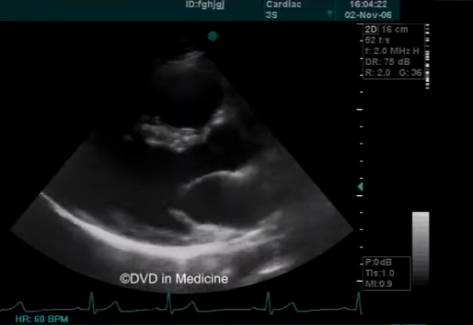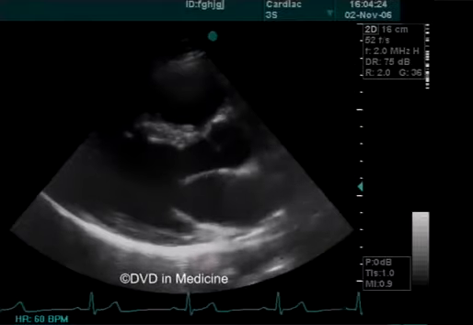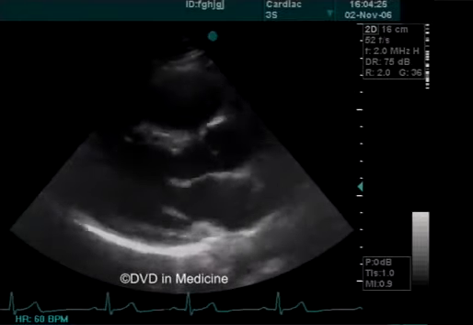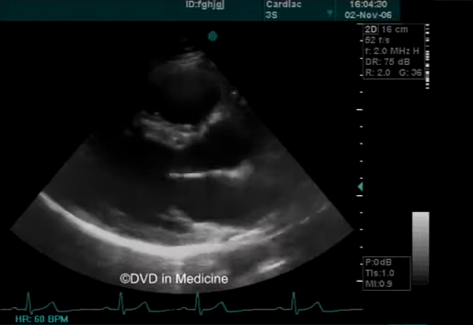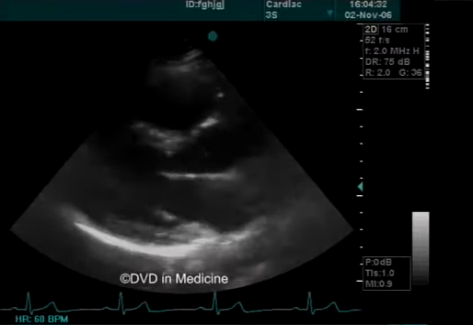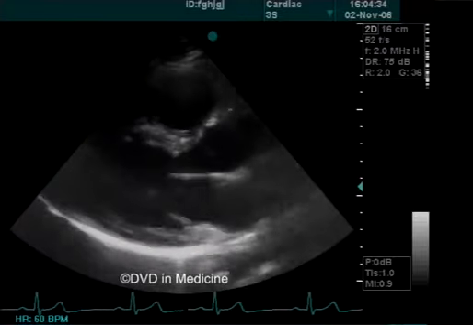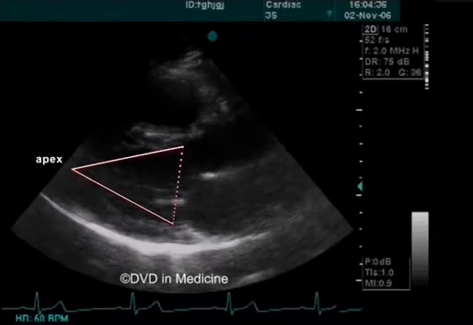Normally, the left ventricular wall must contract and thicken uniformly in all segments, and the opposite walls must approach one another. On the parasternal long-axis view, the shape of the left ventricle resembles an equilateral triangle. The tip of this triangle is formed by the left ventricular apex, and the base is a straight line which connects basal ends of the opposite walls.